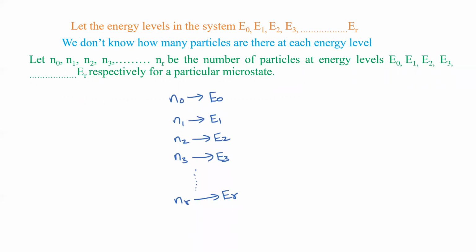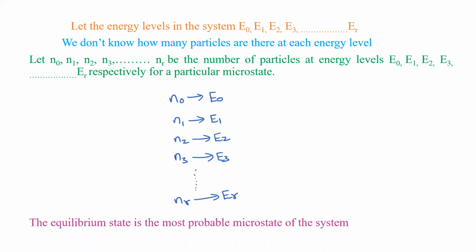So N0 particles are present at E0, N1 is present at E1, and so on up to NR particles present at ER. Using Maxwell-Boltzmann statistics, we have to find what is N0 and what is N1, N2, and so forth. The equilibrium state will be the most probable microstate of the system.